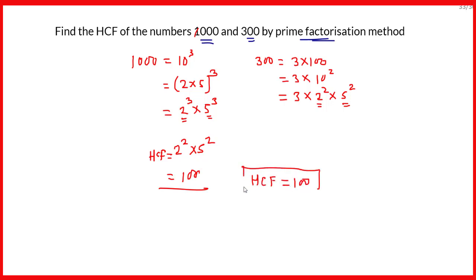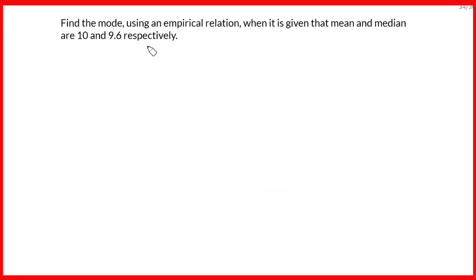Highlight your answer. Now move to the next question. The next question is: find the mode using the empirical relation when it is given that the mean and median are 10 and 9.6 respectively.